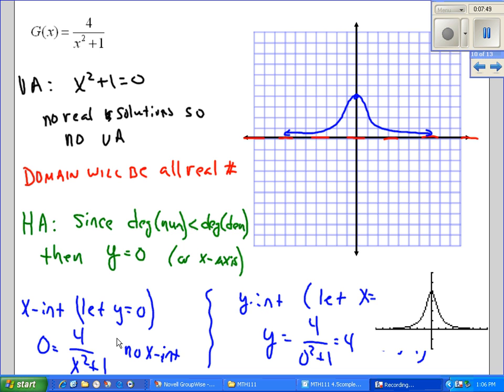I went ahead and found my x-intercept and y-intercept. It turned out there were no x-intercepts, and the y-intercept was at 4. Graphically, I get this kind of bell-shaped curve. It's a rather nice-looking curve.